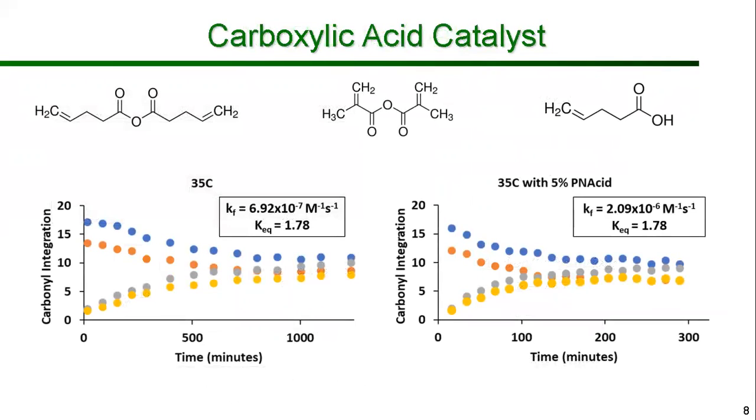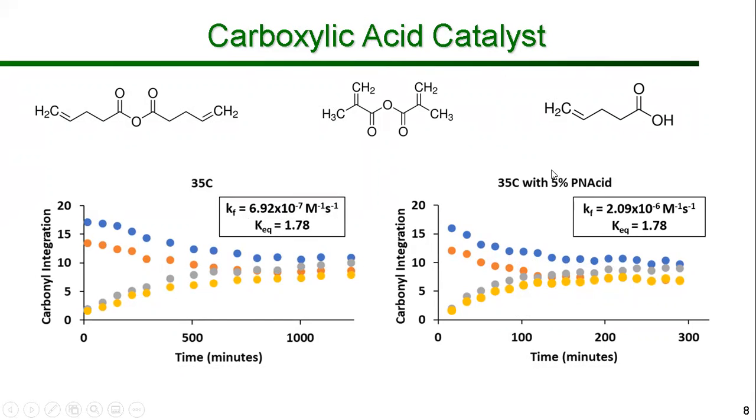But if you look at the carboxylic acid addition, so what we did was we took a carboxylic acid of one of the monomers, which is the pentanoic acid, and we added it into the exchange and monitored it over time. And you can see that at 35 degrees C, you have a rate that is 6.92 times 10 to the negative 7.